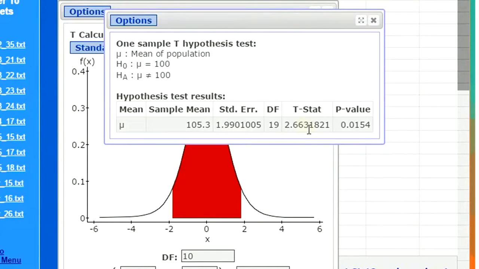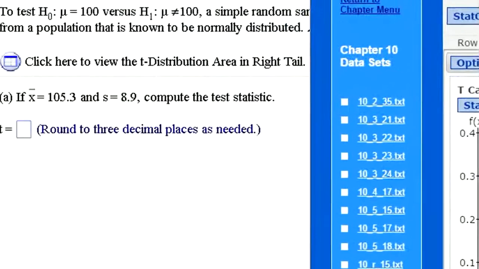This gives me the t-statistic and the p-value, so you can make your conclusion by the classical or the p-value approach. It's asking for the t-statistic. Let's bring it in with 3 decimal places, 2.663.